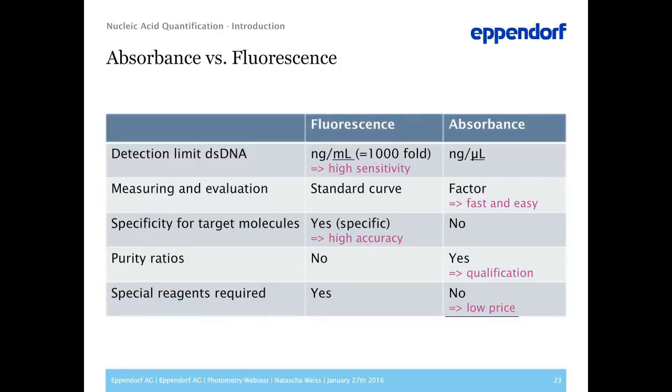If we compare the methods, we see that both have their advantages and disadvantages. So the decision which one is most suitable will depend on the sample type and the applicational requirements. The detection limit for fluorescence measurements is quite low, so it enables the quantification of highly diluted samples. Additionally, the method is very specific regarding the target molecule and therefore suitable for mixed sample types. Information on sample purity and possible interfering substances are only available with absorbance measurements, which are fast and easy to perform and which do not require expensive reagents.